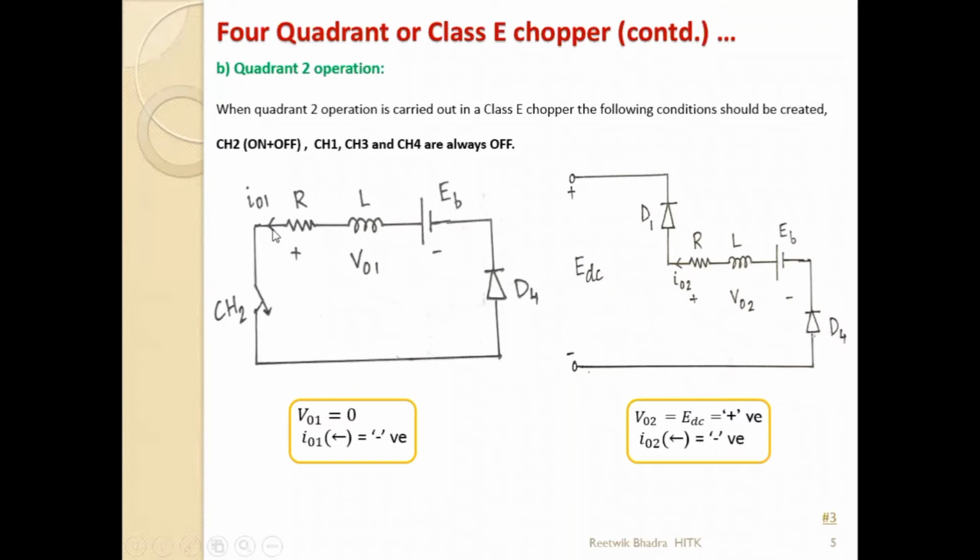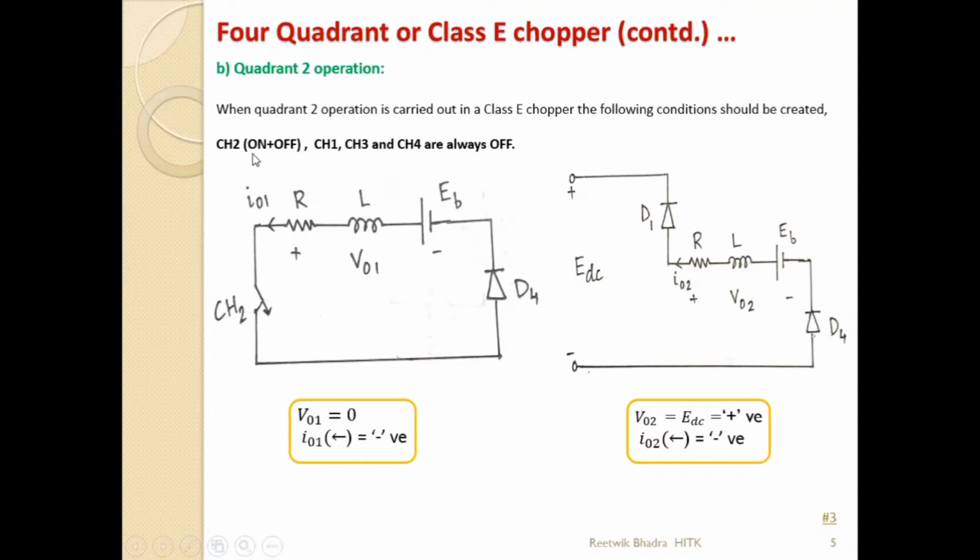Now see, current I not one direction changes, right? I'm not going to the main figure and showing you again and again. If you recall, I not one is changing, so it will become negative. V not one is nothing but VCH2 plus VD4, which is 0. Now CH2 was on, now CH2 will be off.